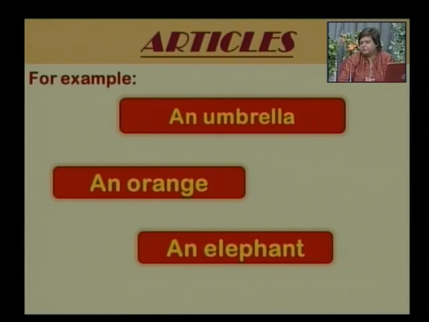There is no explanation really needed here. U is a vowel, so we have the article an umbrella. O is a vowel, so we have the article an orange. Similarly, E is a vowel, and therefore we have the article an elephant.